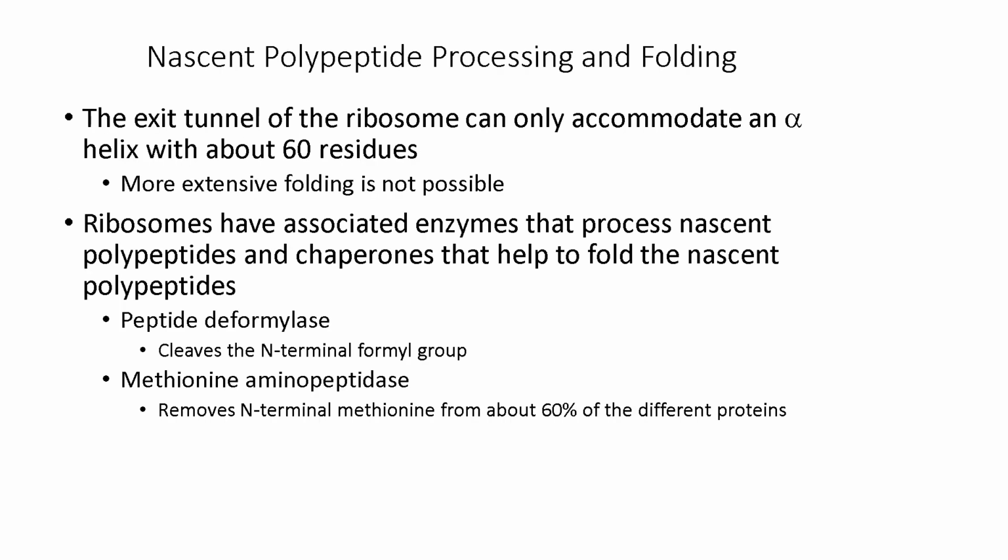The newly synthesized polypeptide begins folding as it exits the ribosome through the exit tunnel, which can only accommodate about 60 amino acids in an alpha helix. Larger folding must occur outside the tunnel. Associated enzymes assist in post-translational processing, such as peptide deformylase, which removes the formyl group, and methionine aminopeptidase, which cleaves the N-terminal methionine in many proteins. These early steps are essential for final protein structure and function.